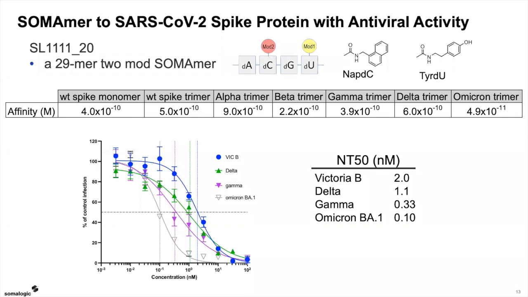And here I'm just showing you the binding affinities to recombinant spike proteins, the wild type monomer and wild type spike trimer, as well as trimer versions of all of the current variants of concern. And you can see that there's no loss in binding affinity to all of these variants. And what's more exciting is that this reagent is capable of neutralizing virus. And we see also no loss in antiviral activity among all the variants that we've tested.